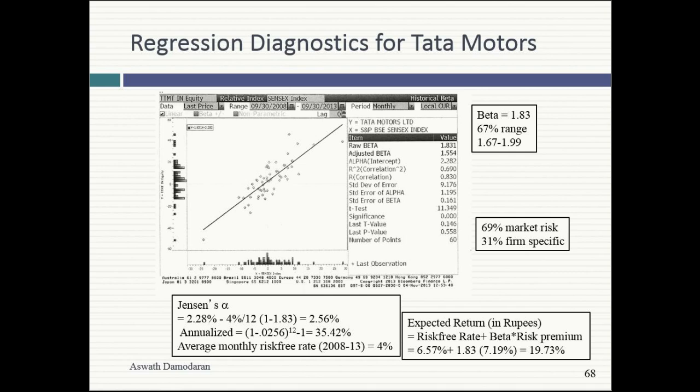I actually ran Tata Motors as an ADR, which is listed in New York, and you can run that regression against the S&P 500. You think you're going to get the same beta? You get 1.15 as your beta. So which one should you use? Whichever fits your story. That's a cynical answer, and that's what ends up happening.